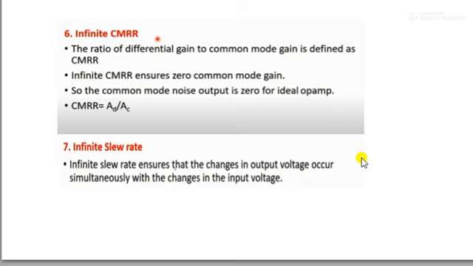And infinite slew rate. Here the slew rate ensures that the changes in output voltage occur simultaneously with the changes in the input voltage. So these are all the characteristics observed from the operational amplifier when both the inputs are applied to V1 and V2.